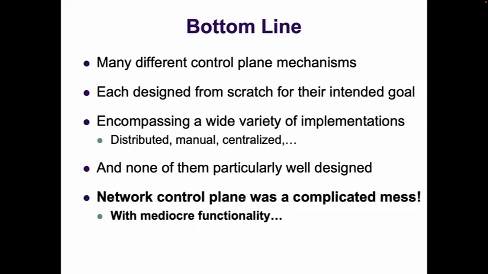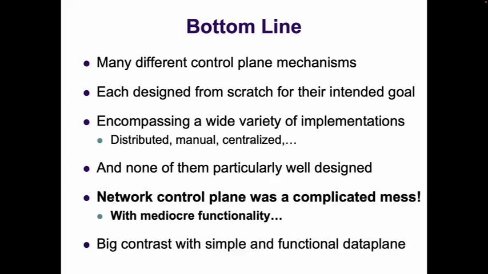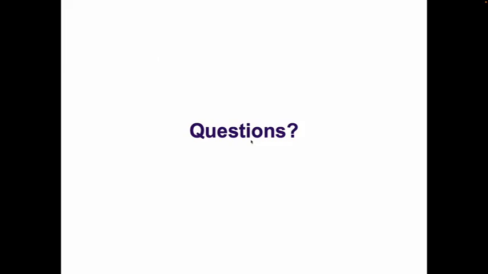So the network control plane, as of 15 years ago when we started this work, was a complicated mess with mediocre functionality. That was the pain point: controlling networks was really hard. And it's a big contrast with a simple and functional data plane that has remained unchanged and still works. Any questions at this point?